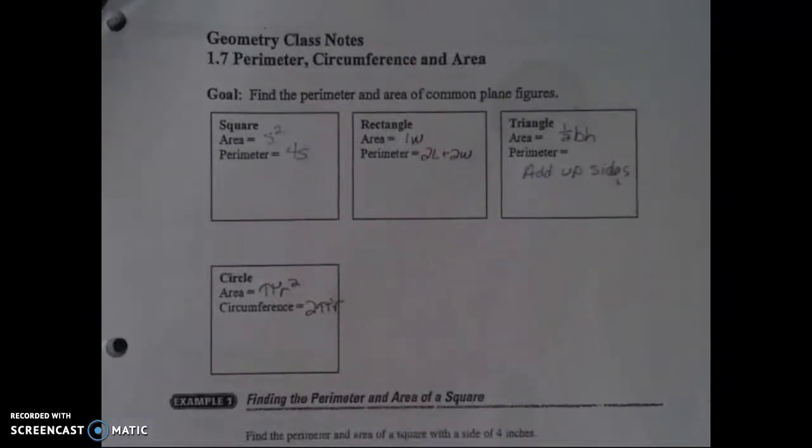Hello students. These are the geometry class notes for 1.7, perimeter, circumference, and area. Please pause the video. The goal is to find the perimeter and the area of common plane figures. You've been doing this for a couple years. This is just a review.